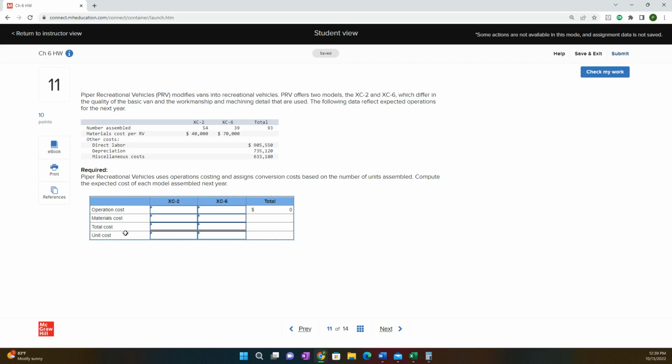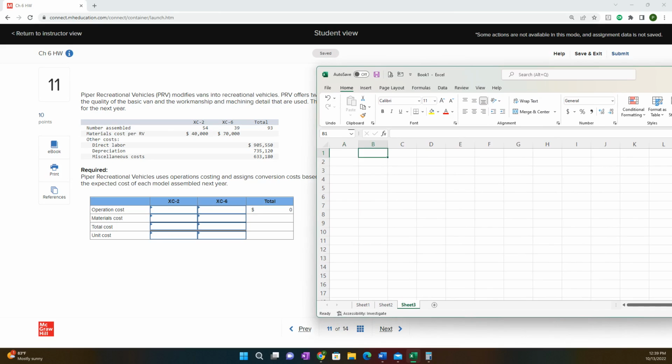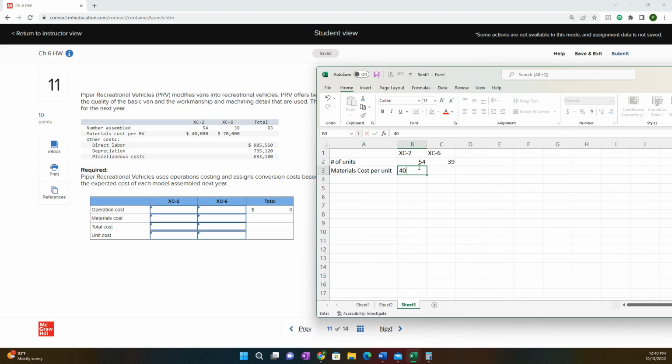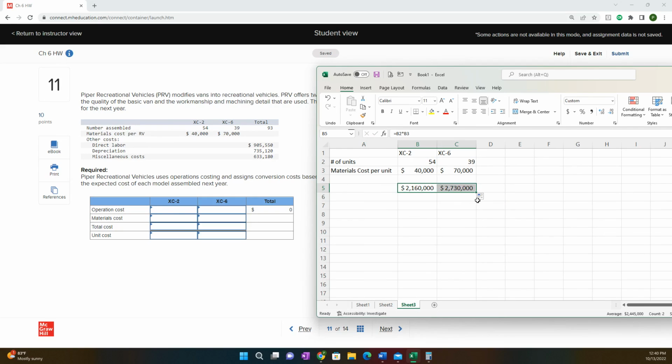So first I'll calculate materials cost. We have the XC2 model and the XC6 model. The number of units is 54 and 39, and the materials cost per unit is 40,000 and 70,000. So we do the math. 54 times 40,000 is 2,160,000 for the XC2 and 2,730,000 for the XC6. So we can plug in those two numbers in our table for materials cost.